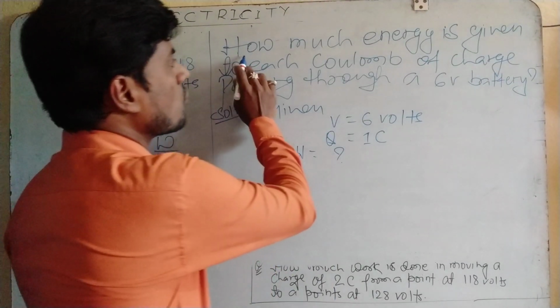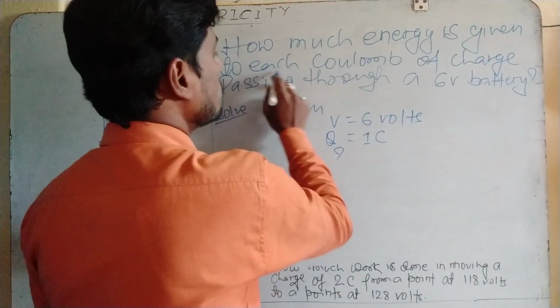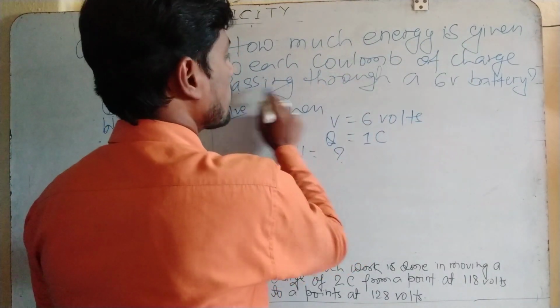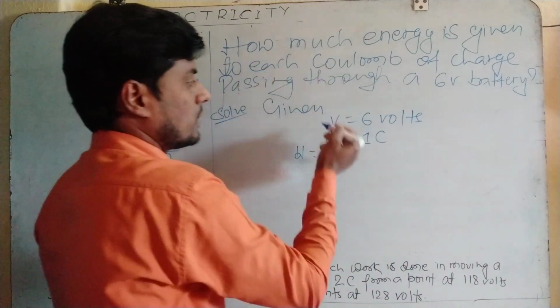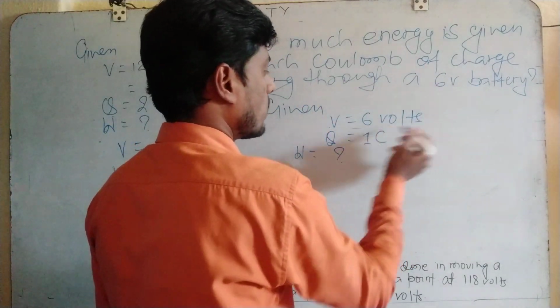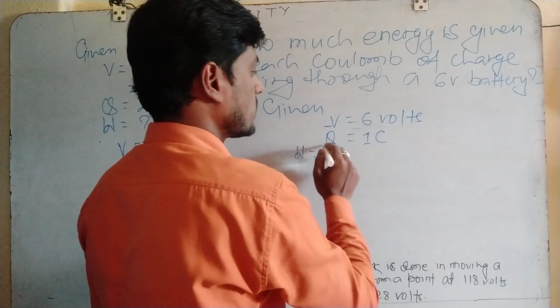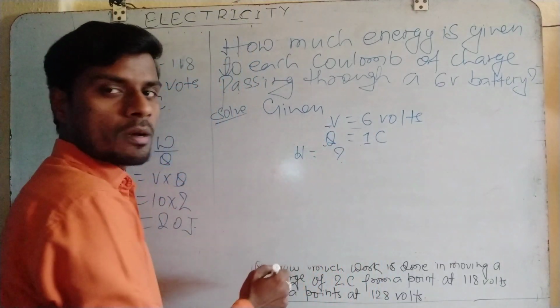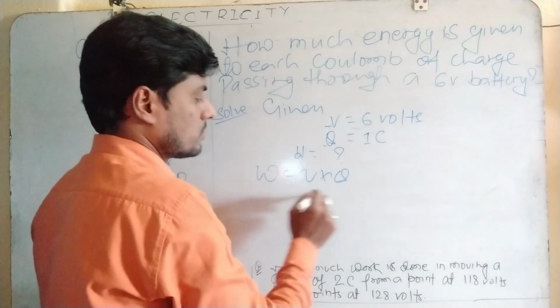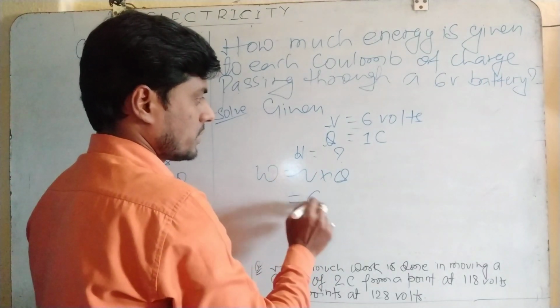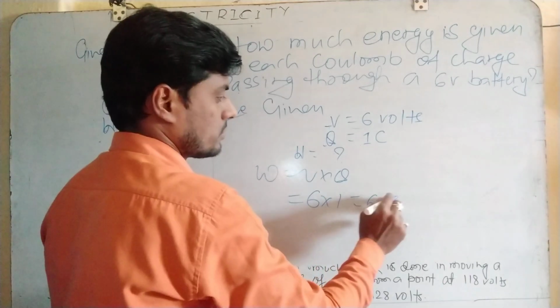Next question is, how much energy is given to each coulomb of charge passing through a 6 volt battery? Let us see. In this question, given is V is equal to 6 volt, Q is equal to 1 C, and we have to find W. So W is equal to V into Q. So 6 into 1 equals 6 joule.